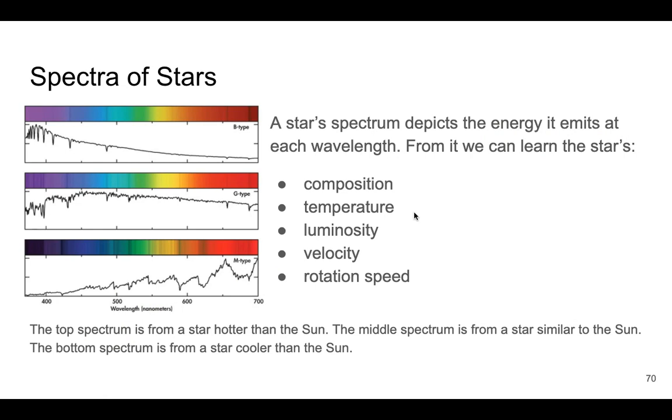So you can learn a lot by looking at a star's spectrum. You can learn its composition, meaning what elements are there, and its temperature. If this is the spectrum, okay, well, here's the peak here, so plug in Wien's law, and it tells you the temperature of the thing. Its luminosity, that gets complicated. We'll see how that works. Velocity and rotational speed, you figure these things out using the Doppler effect.